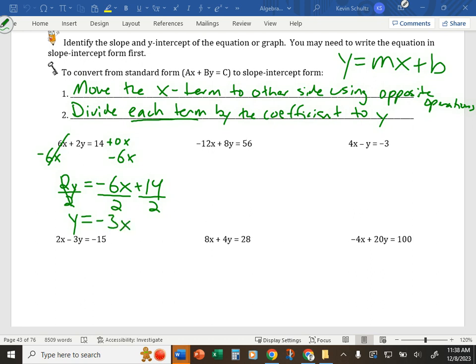7. And then 14 divided by 2 equals 7. Plus 7. Okay. So in slope-intercept form, our equation is y equals negative 3x plus 7.